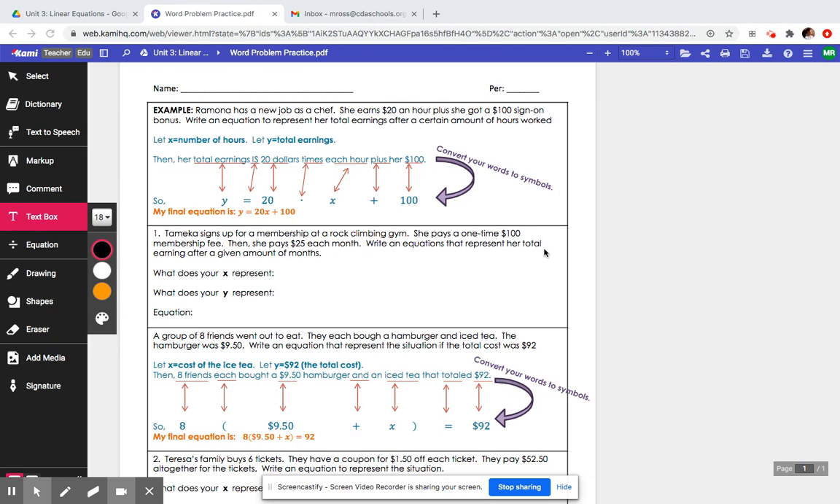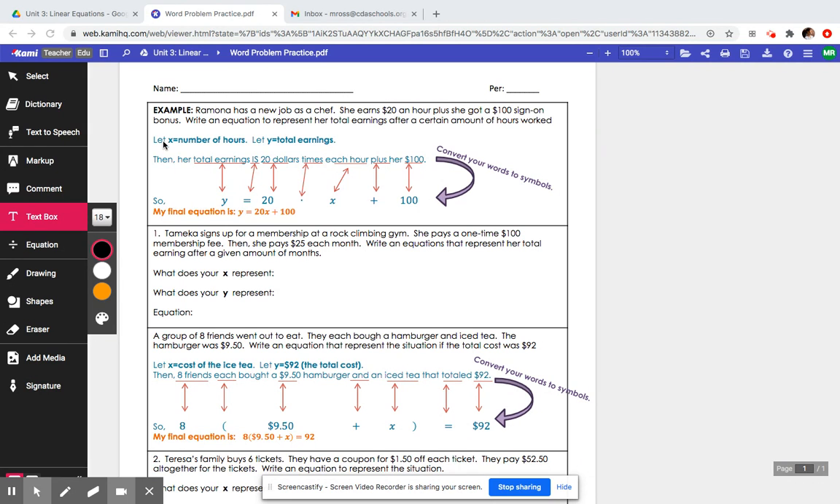She earns $20 an hour, so per hour she gets $20. So that would be $20 times each hour that she's working, right? She got a $100 sign-on bonus. So when she started, no matter how many hours she's worked, she automatically got $100. So her starting pay was $100. Write an equation to represent her total earnings after a certain amount of hours worked.